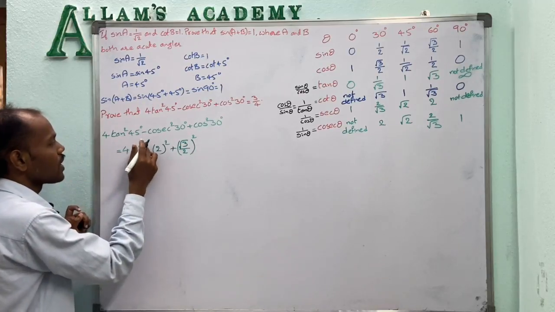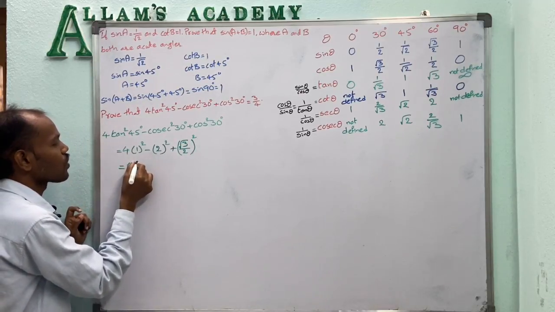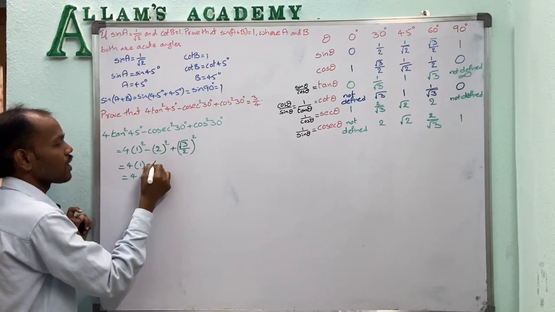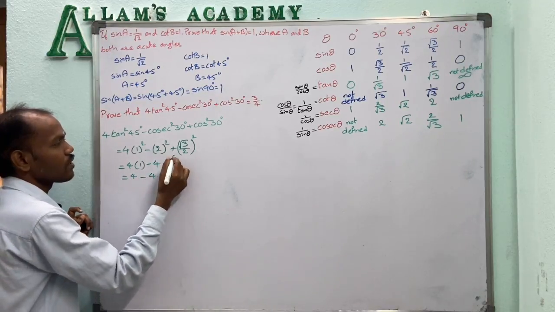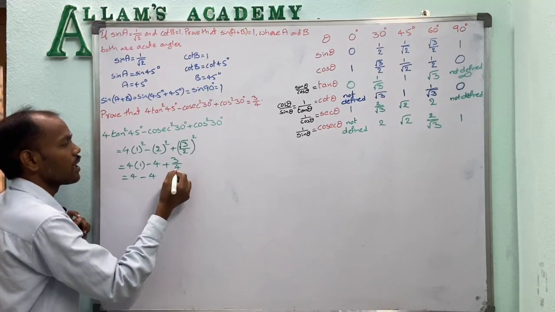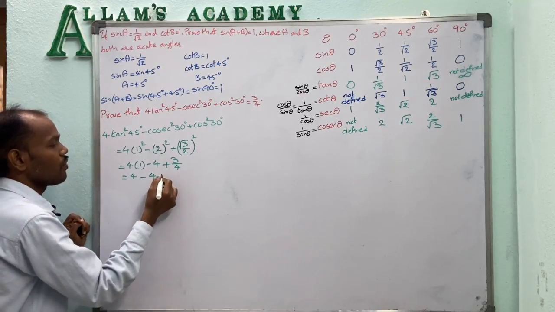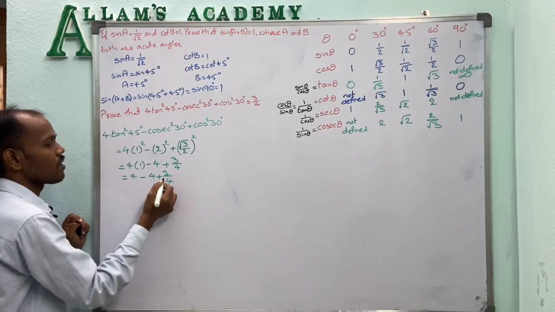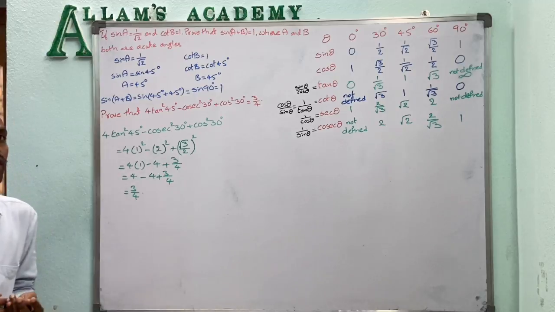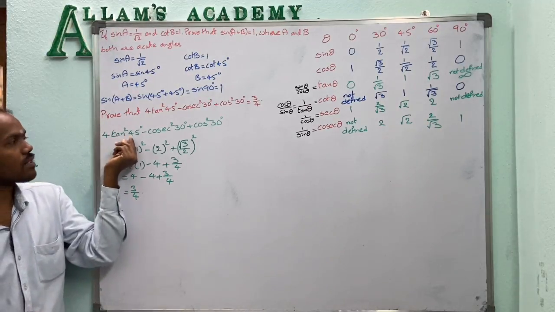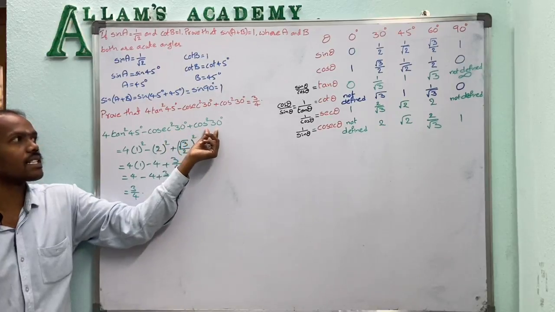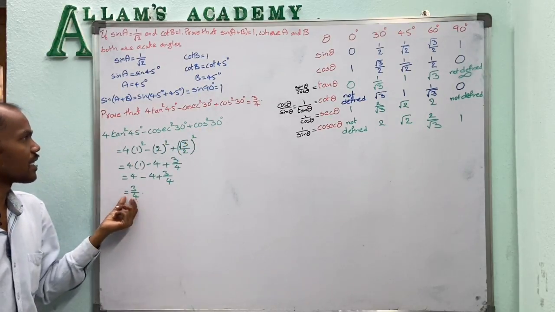Okay, so 1 square equals 1. So 4 ones are 4, minus 2 square, which is 4, plus root 3 by 2 whole square, which is 3 by 4. So 4 minus 4 equals 0. 0 plus 3 by 4 equals 3 by 4. So we get 4 tan square 45 degrees minus cosec square 30 degrees plus cos square 30 degrees equals 3 by 4.